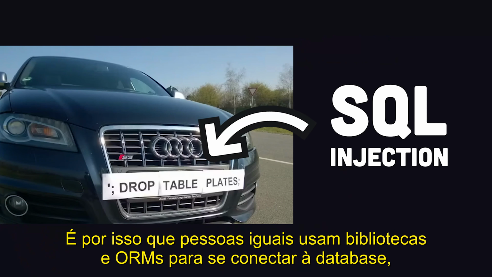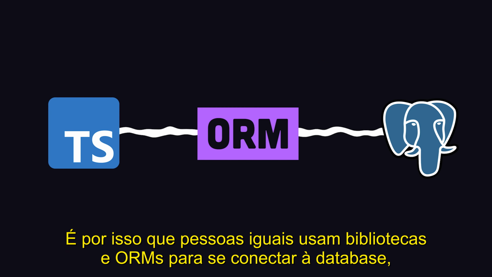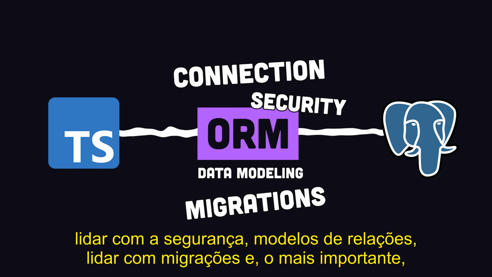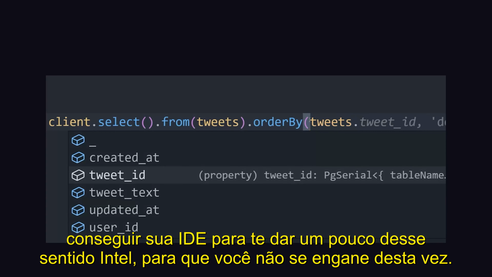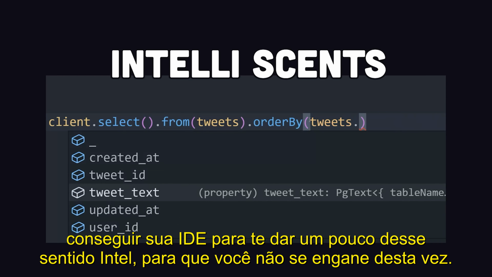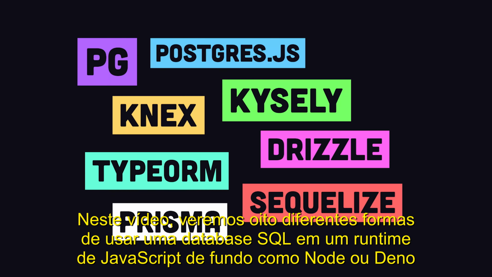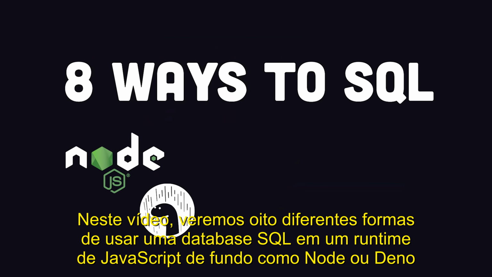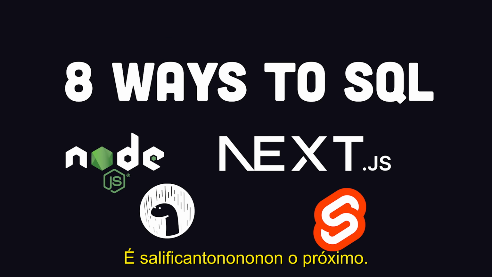That's why sane people use libraries and ORMs to connect to the database, handle security, model relationships, deal with migrations, and most importantly, get your IDE to give you some of that sweet IntelliSense so you don't screw things up this time. In today's video, we'll look at 8 different ways to use a SQL database in a backend JavaScript runtime like Node or Deno, and in frameworks like Next.js and SvelteKit.